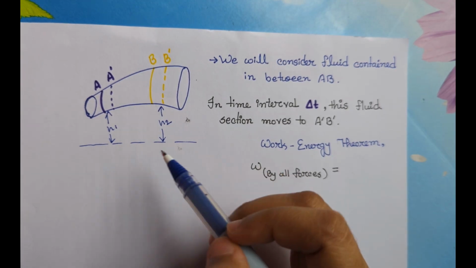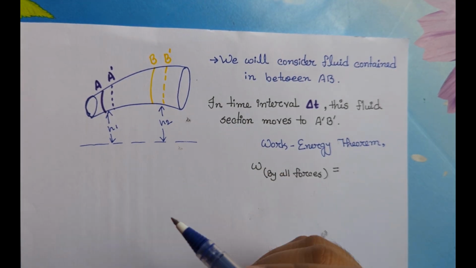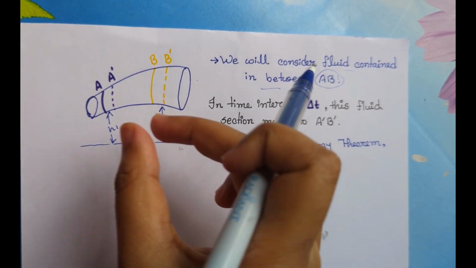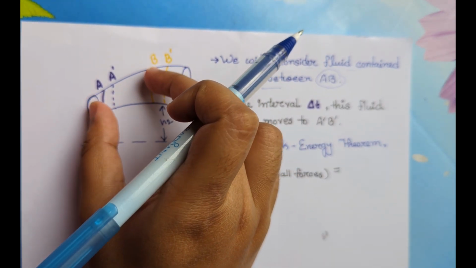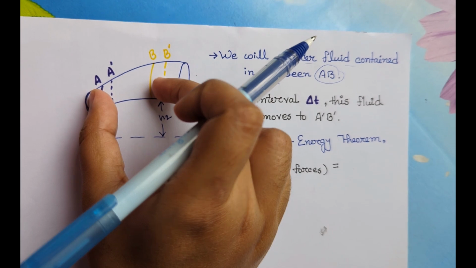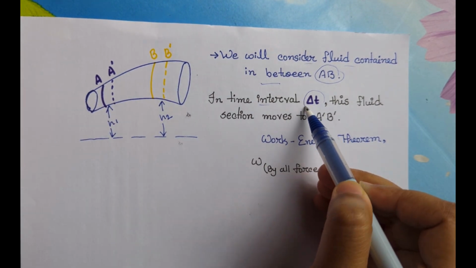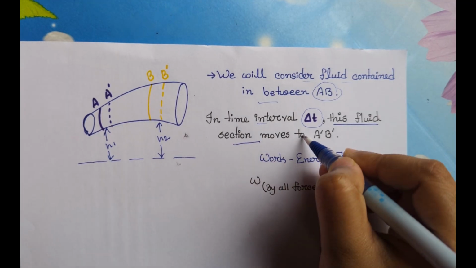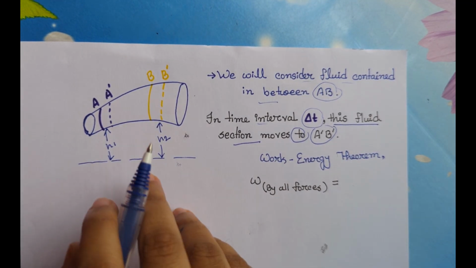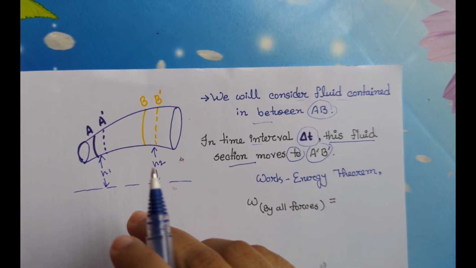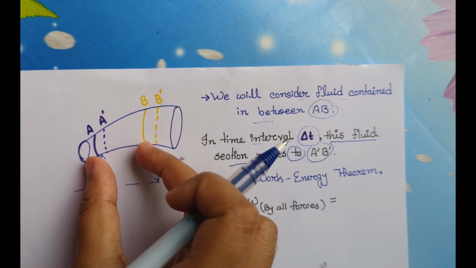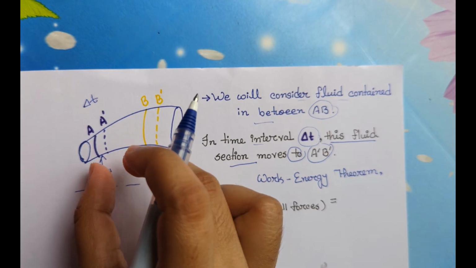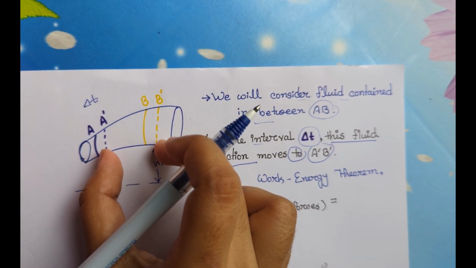Suppose this is a small portion of streamline flow of an ideal fluid. Here we will consider the fluid contained in AB. At first the fluid is contained in this portion AB, and after the time interval del t, the fluid moves to section A prime B prime. As this fluid is not static, it is moving, so at first it is in the portion AB, and after del t time it moves some distance, reaching A prime B prime.